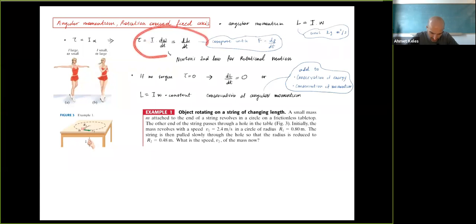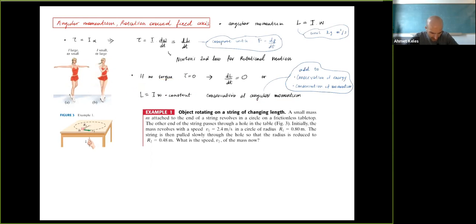From this equation, if you set torque equal to 0, if there is no torque in the system, that means dL dt, the change of angular momentum with time, is 0, which means L itself is constant. That means I times omega is constant. We call this conservation of angular momentum. You should add this to the list of other conservation laws we introduced last week, specifically conservation of energy and conservation of momentum. Conservation of angular momentum is the third one on this list. This is actually very useful.